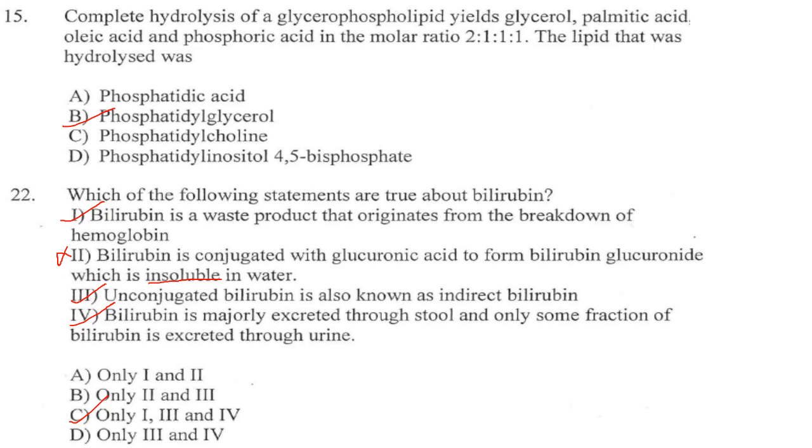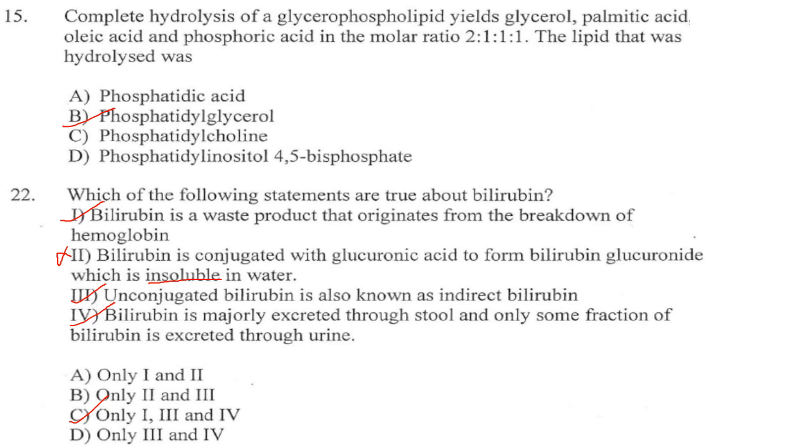Then next one. Which of the following statements are true about bilirubin? Bilirubin is a waste product that originates from the breakdown of hemoglobin. That is correct. So first one is correct. Bilirubin is conjugated with glucuronic acid to form bilirubin glucuronide. That is also correct. Which is insoluble in water? It is soluble in water. So 2 is not correct.